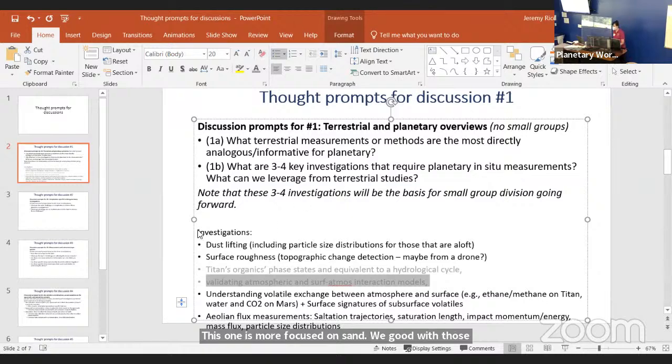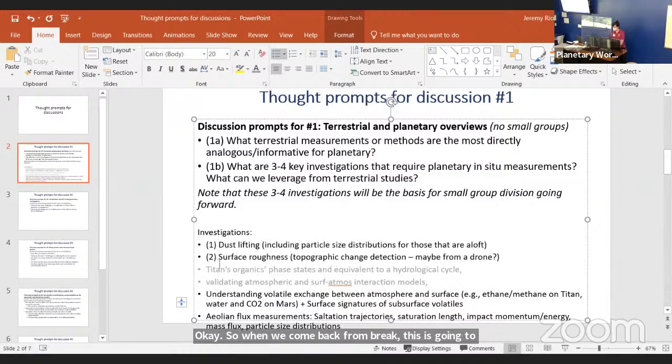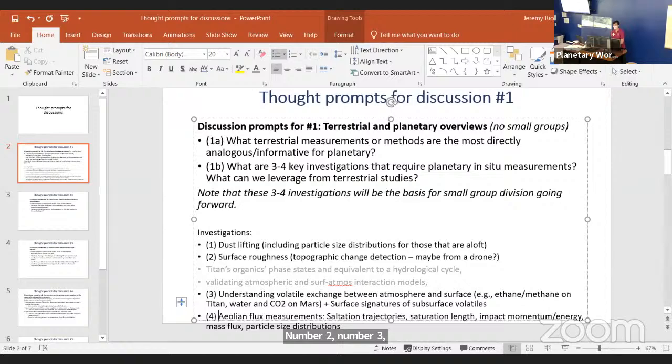Okay, so when we come back from break, this is going to be number 1 for you online folks, number 2, number 3, and number 4. And you in-room folks divide into 2 to 3 groups and pick whichever ones you guys want to talk about. But the online folks will do breakout rooms and number it that way.